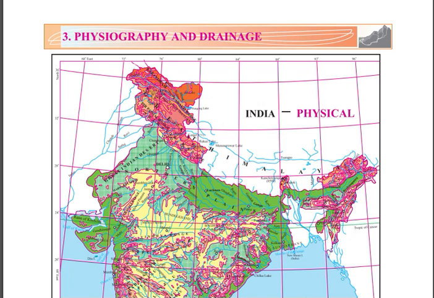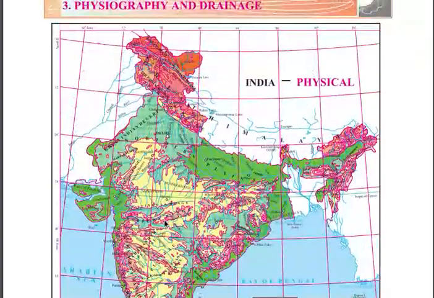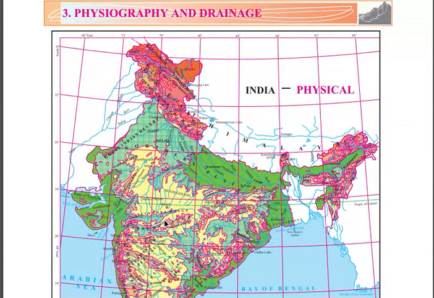This is 10th standard geography. In the last video, I did a random chapter, which I didn't teach you in chronological order. Now we will do chapter number 3, physiography and drainage. I am going to teach you about physiography and drainage. Clear? Let's start. First, you can see the physiography and drainage map of India.